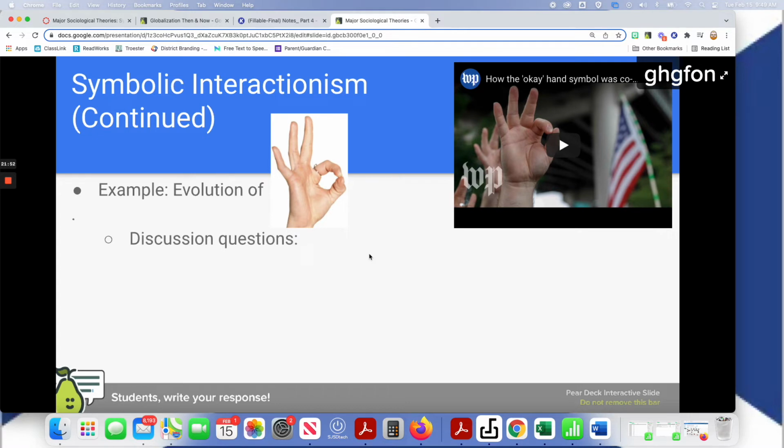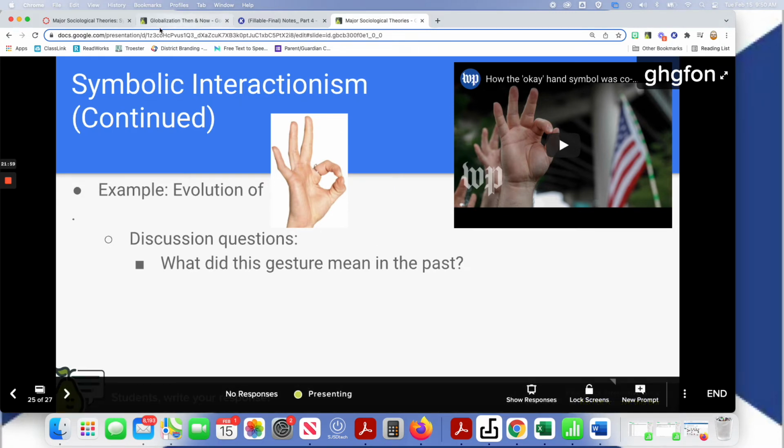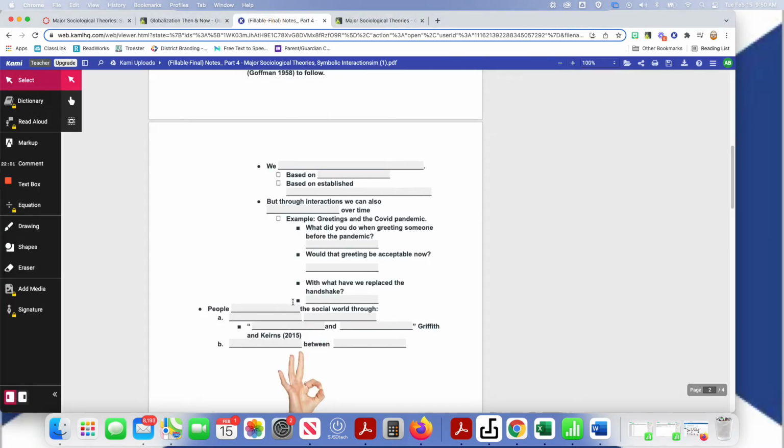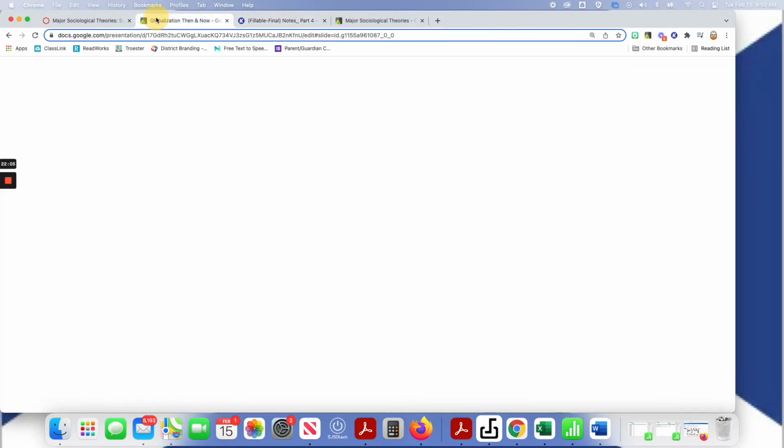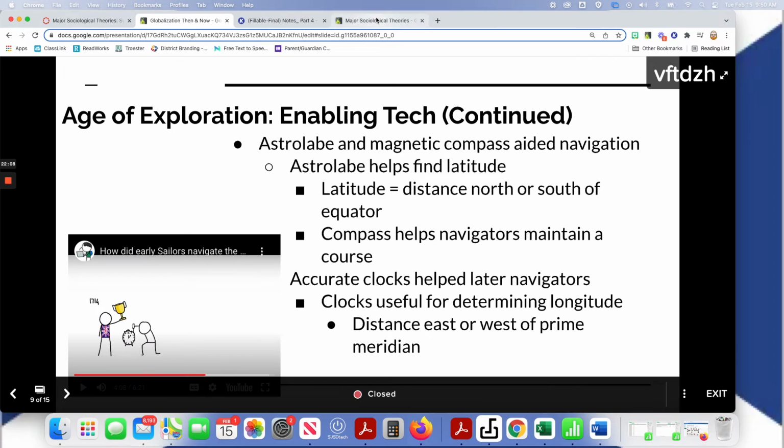Okay, so for the discussion in the Pear Deck, and to put into your notes, I know this is going to get a little bit tricky because we're going to have to juggle things back and forth. Well, we don't want globalization notes.